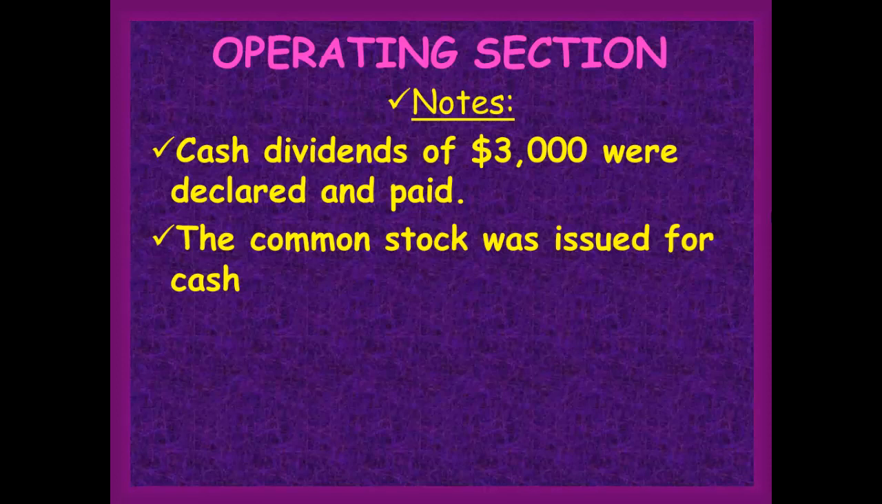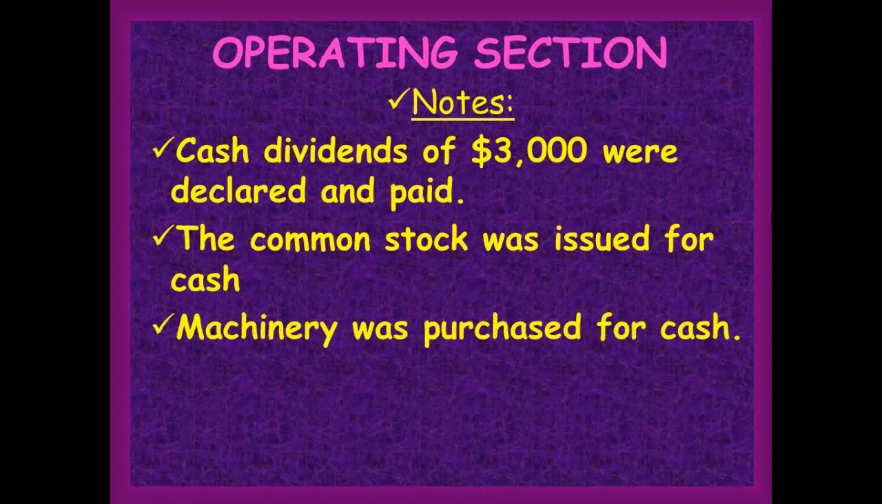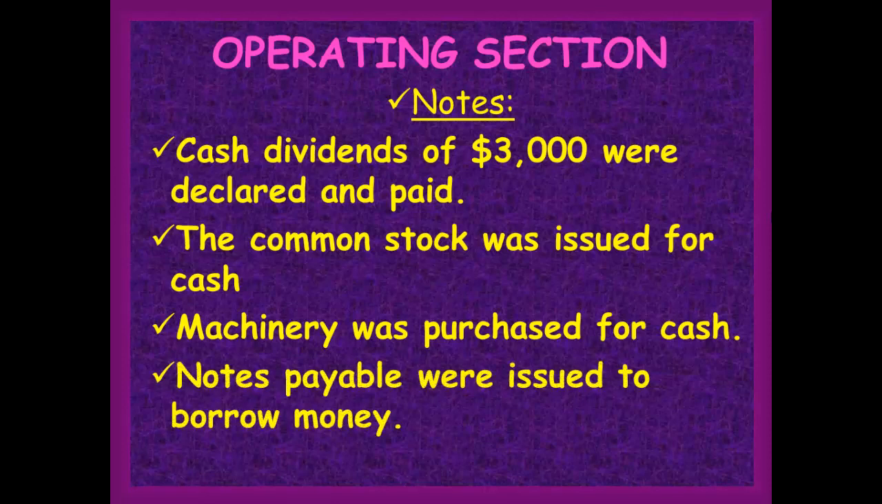Common stock was issued for cash. What section is that going to go in when I issue common stock? Operating, investing, or financing? Financing, good. When money comes in from our owners or creditors, I put a little F by that to indicate it's going to go in financing. Machinery was purchased for cash. What section will we report it in when we buy machinery? Operating, investing, or financing? Investing, very good. Investing: buying and selling property, plant, and equipment, non-current assets, and investments.